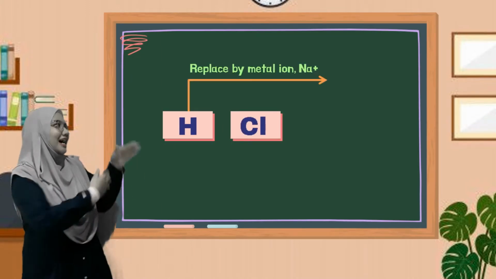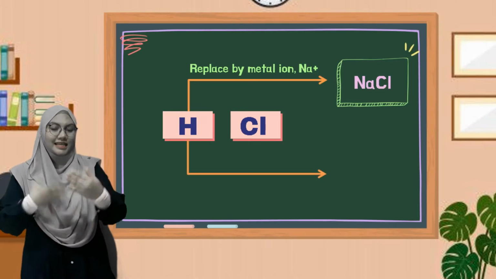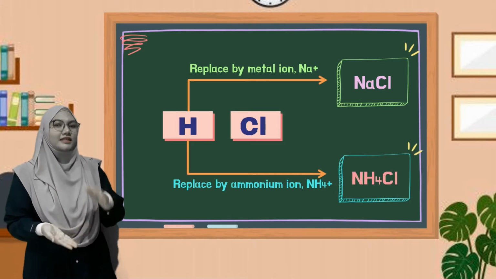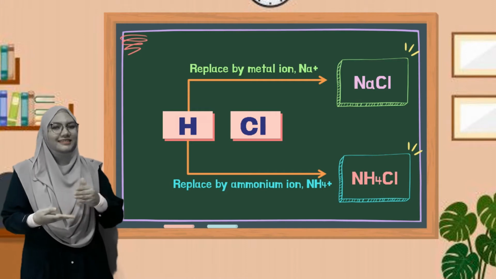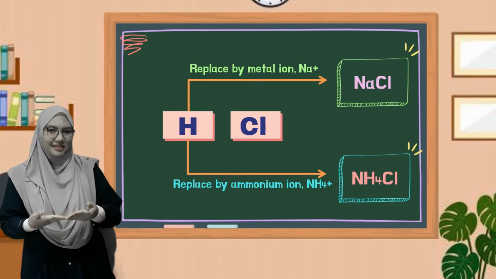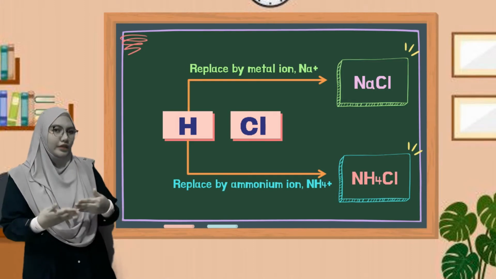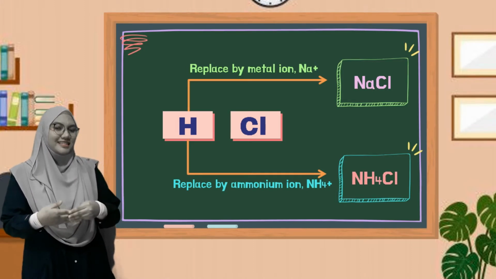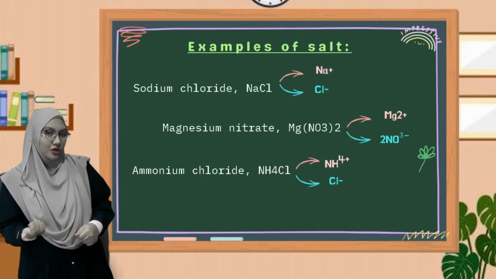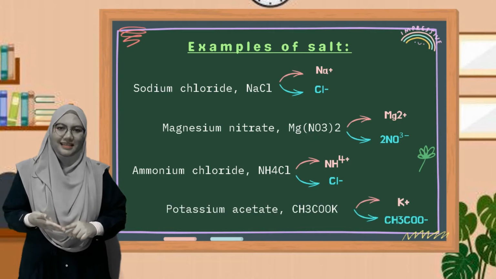So, we take hydrochloric acid for example. H+ from hydrochloric acid is replaced by the metal ion, which is a sodium ion, to become sodium chloride or NaCl, and also the hydrogen ion from the hydrochloric acid can be replaced by the ammonium ion to become ammonium chloride, which is NH4Cl. So these are examples of salt: sodium chloride, magnesium nitrate, ammonium chloride and also potassium acetate.